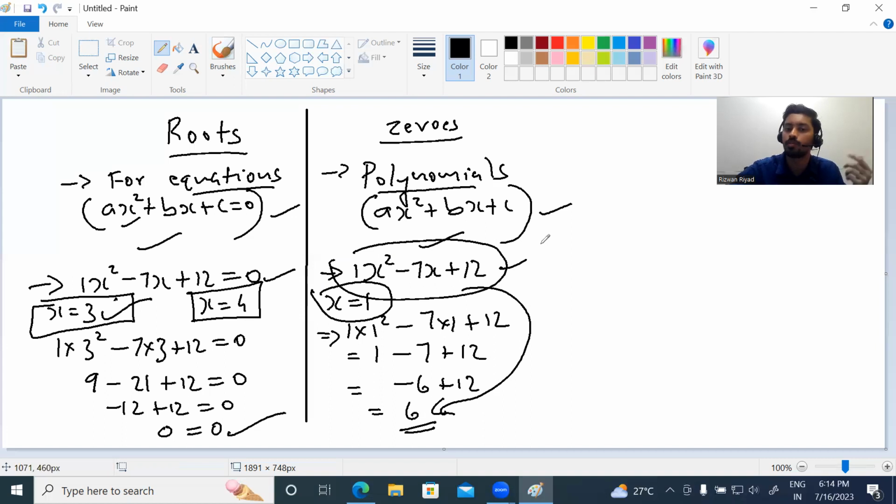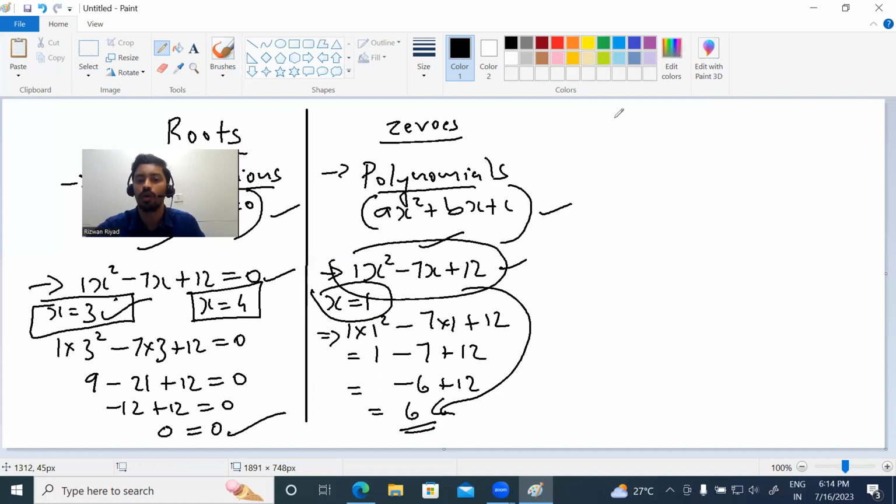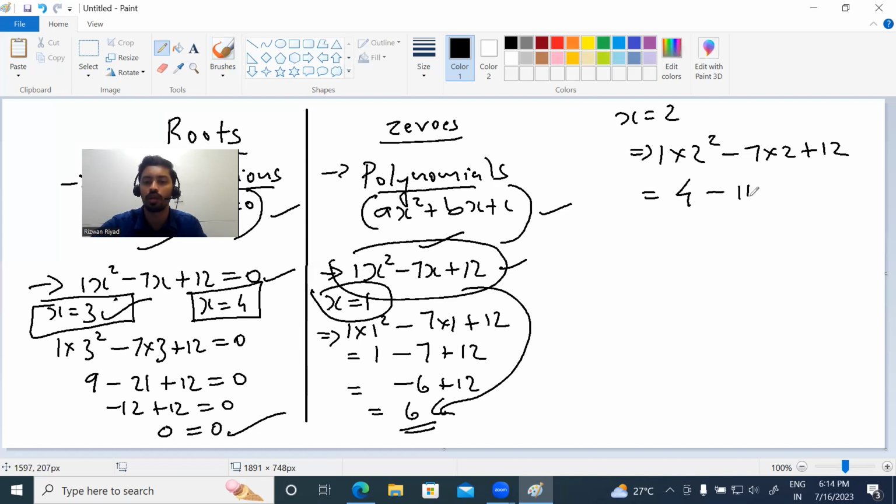Now let's put x equal to 2. That is also possible. So 1x square becomes 1 into 2 square, with 2 in the place of x. Minus 7x becomes 7 into 2, plus 12. 2 square is 4. So 4 minus 7 into 2 is 14, plus 12. That means 4 minus 14 is minus 10. Minus 10 plus 12 is 2. That means if you put x equal to 2, this polynomial becomes 2.